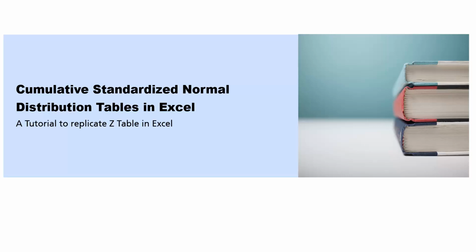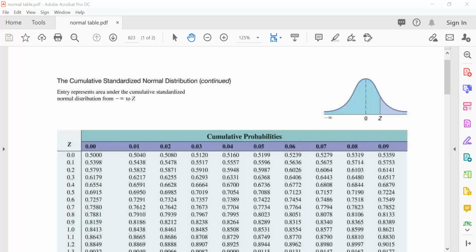In this video, we want to replicate the standard Z tables or the cumulative probabilities for a standardized normal distribution in Microsoft Excel. This is the table that we want to replicate in Microsoft Excel. This table gives the cumulative probabilities from minus infinity to a specific value of Z.